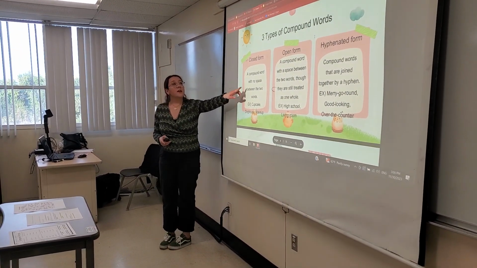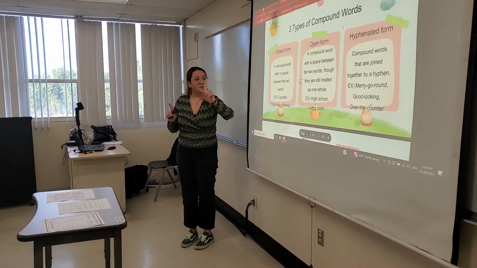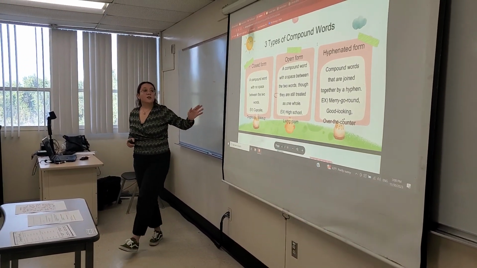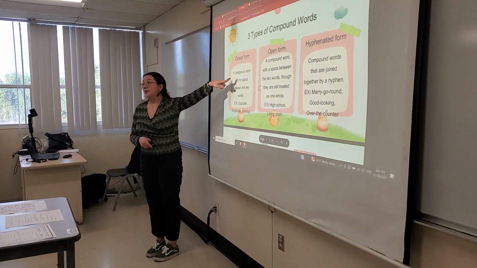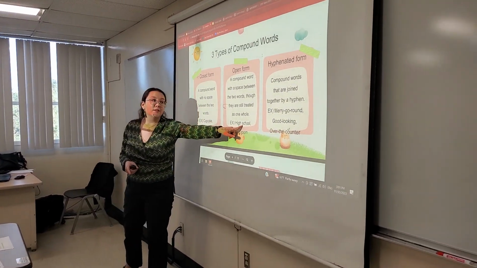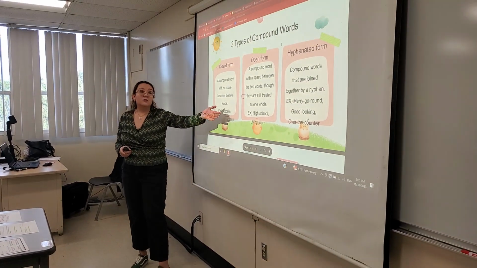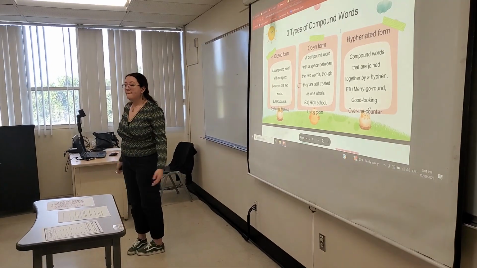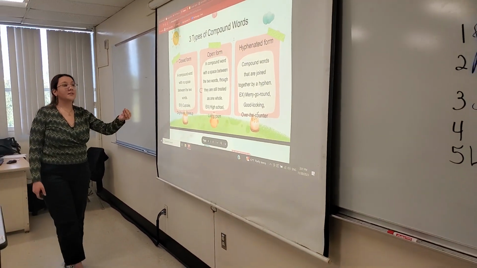So closed form is a word with no space in it. So we don't use our finger spaces. It's just one whole word like cupcake, doghouse, or makeup. An open form is kind of the opposite of a closed form. There is a space, but it's still treated as one whole word. So high school, living room, because we don't say, okay, Mom, I'm going to go sit in the living what? The living room. It's one full phrase.